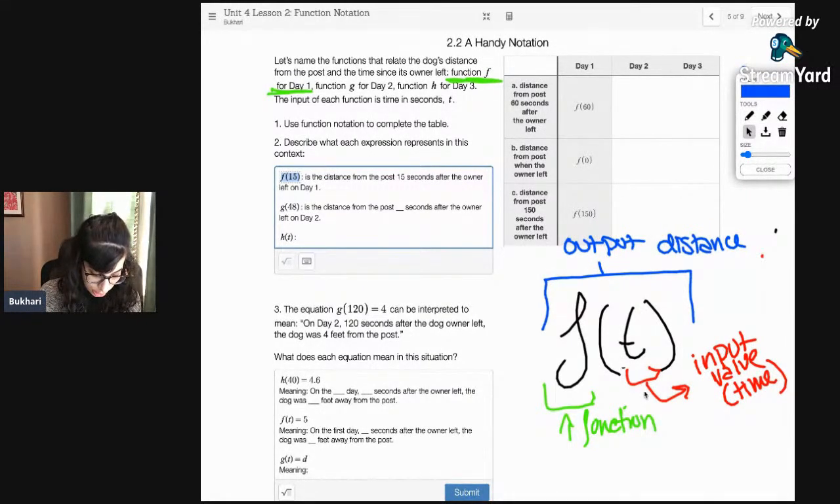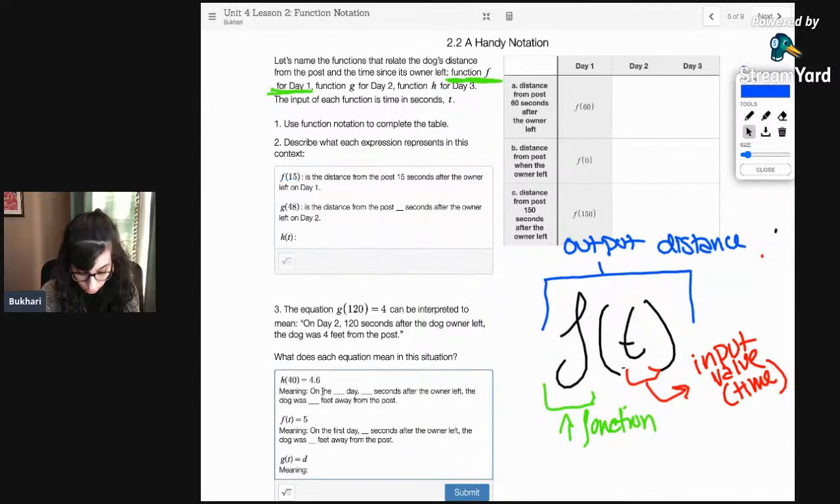And so think about it the same way when we have our whole situation. This entire thing here represents my distance. And so h here represents 3, on the third day, or day 3. We know that my number of seconds is my input value, which is 40. 40 seconds after the owner left, the dog was how much? The whole thing equals 4.6. And so I know my output value is 4.6 feet away.